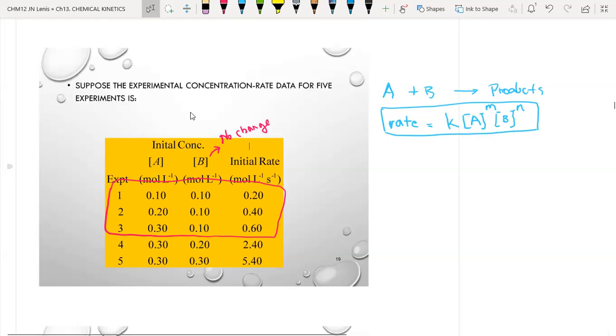All right, let's start making changes on A. First experiment, we run the experiment using 0.10 moles per liter of A and using 0.10 moles per liter of B, and the speed of the reaction was measured, 0.20 moles per liter per second. That's the initial rate.